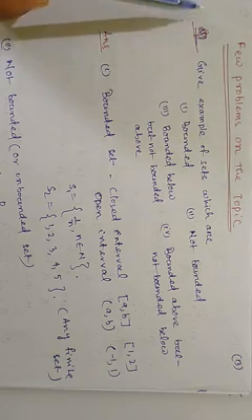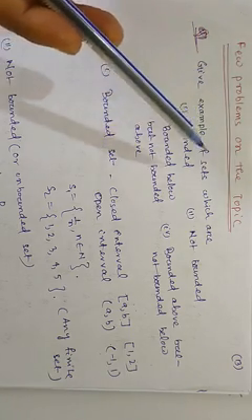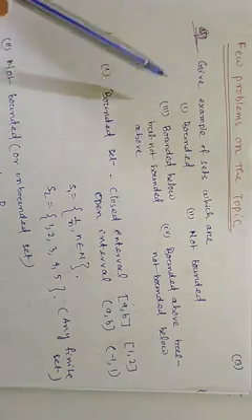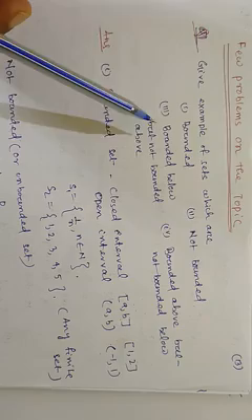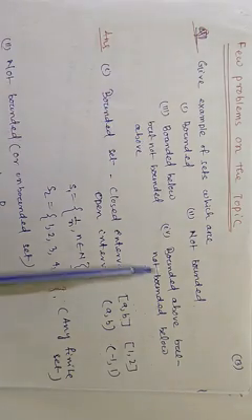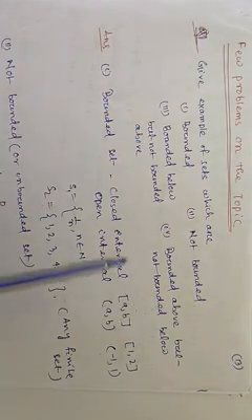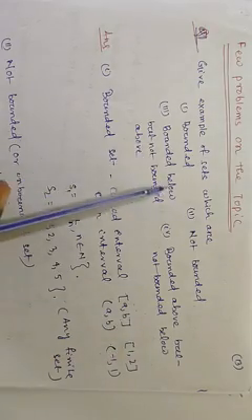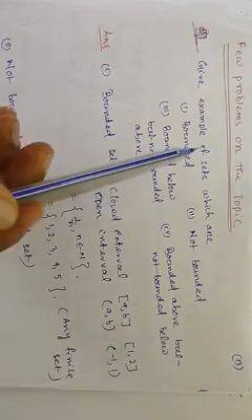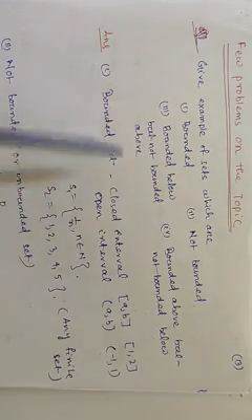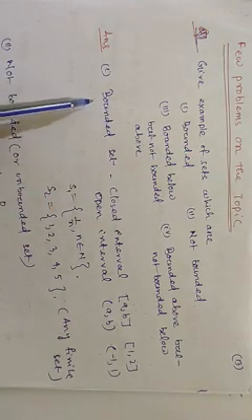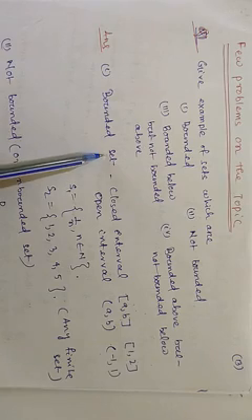Now take question 1. Give examples of sets which are bounded, not bounded, bounded below but not bounded above, and bounded above but not bounded below. Give an example of each. This is the question. Now, what is an example of a bounded set?